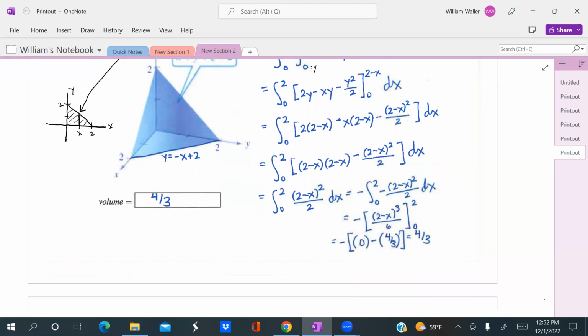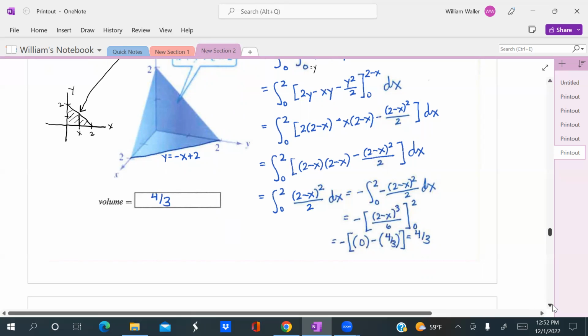So apparently this volume is 4/3. Is that believable? I'm not sure. Somehow that volume looks a little bigger to me than thirds, but who knows? This is what we got: 4/3. Remember, this is cubic units, right? Because this is a volume. So double check my integration and my arithmetic and see if we really do get a value there of 4/3. We're setting it up properly though, so it's just a matter of whether I went through these steps correctly.